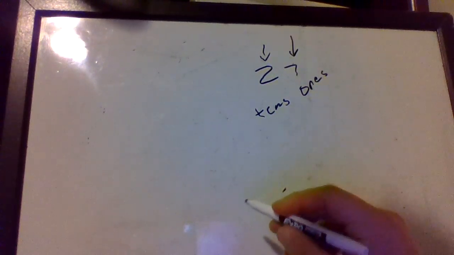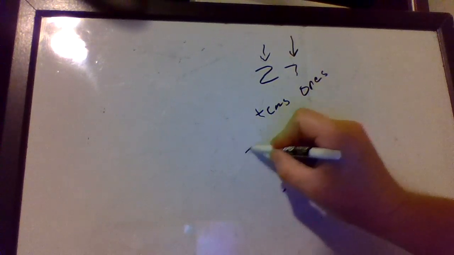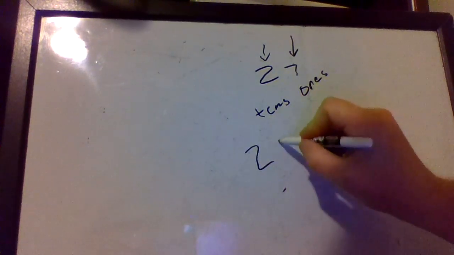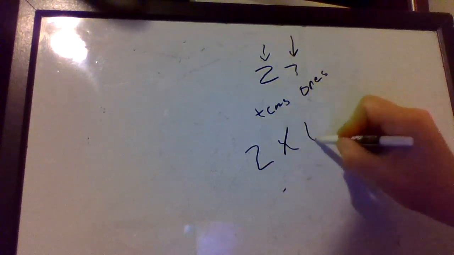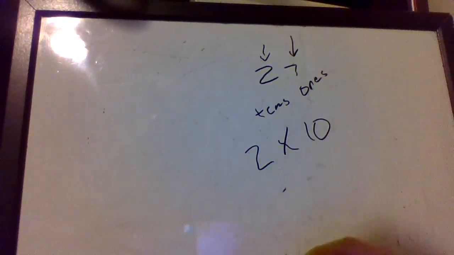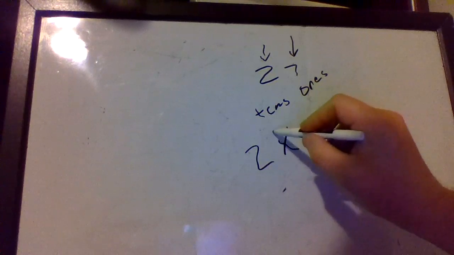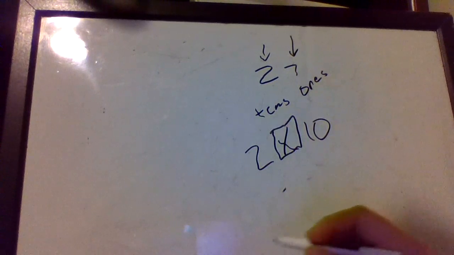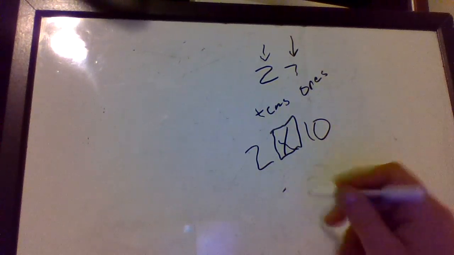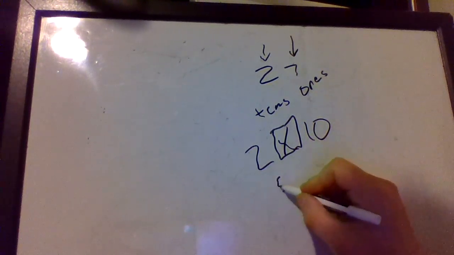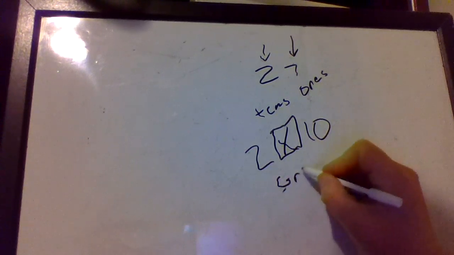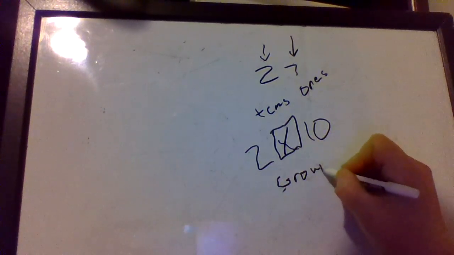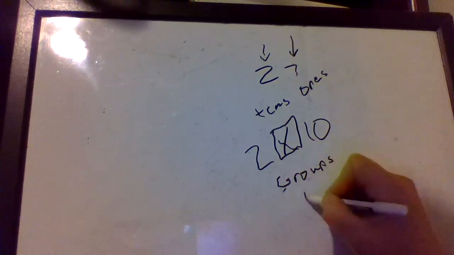Well, if we've got 2 in the tens place, that means that we have 2 tens. So 2 × 10, 2 groups of 10. Now, don't get this mistaken for a multiplication sign. I mean, it is a multiplication sign, but here we're not using it as a multiplication sign. We're using it to say groups of.